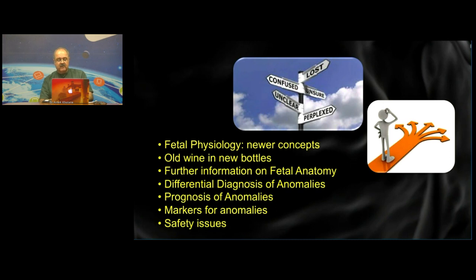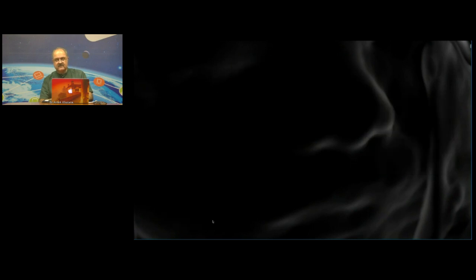We're going to talk about differential diagnosis of anomalies and how color helps us there, the prognosis of anomalies and how we should optimally use color for this, and also things like the ARSA, which are markers for anomalies such as the aneuploidies. And then, of course, a word on safety issues. In fact, I'll start straight with the safety issues.